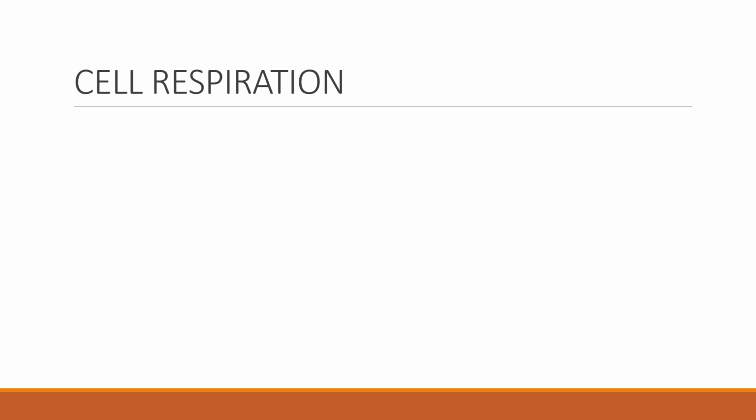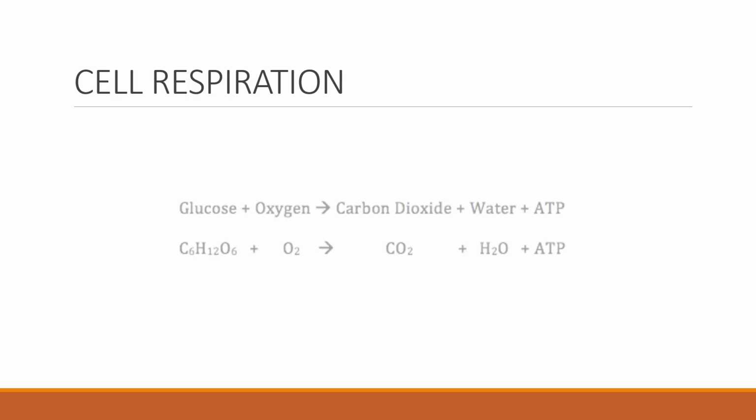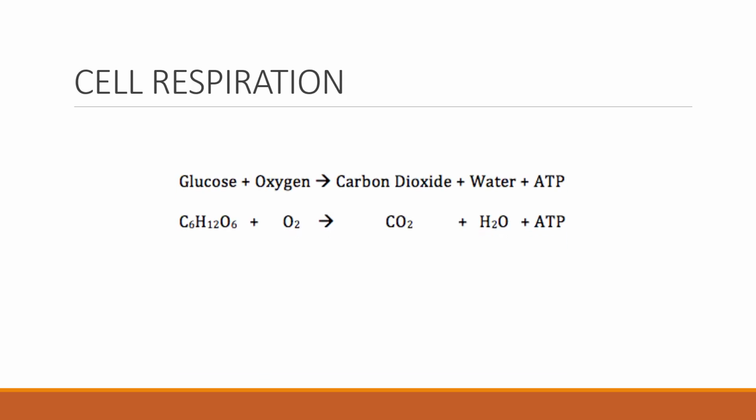On to the next one, cell respiration. We'll be focusing on cell respiration, not respiration in general as the external respiration where we breathe. One important thing in cell respiration is the word equation. So I've shown you glucose plus oxygen. After cell respiration, it will produce carbon dioxide, water, and ATP. In a sense, ATP is energy.